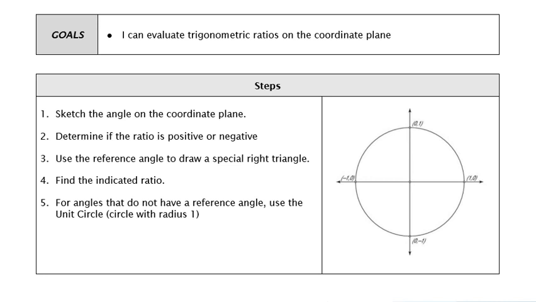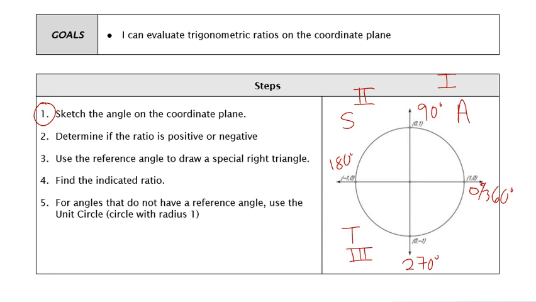So our first step is going to be sketching the angle on the coordinate plane. We're still using the idea of 0 degrees, 90 degrees, 180, 270, and 360. So that part hasn't changed. We're also using the idea of the quadrants. In quadrant 1, they're all positive. In quadrant 2, sine is positive. In quadrant 3, tangent's positive, and in quadrant 4, cosine's positive. So we're still going to be using that: all Slurpees taste cold, all students take calculus.